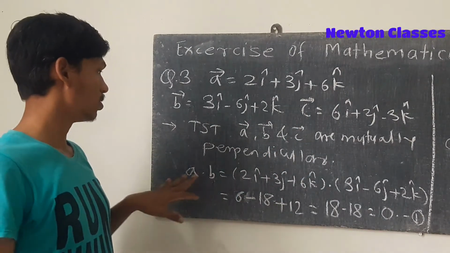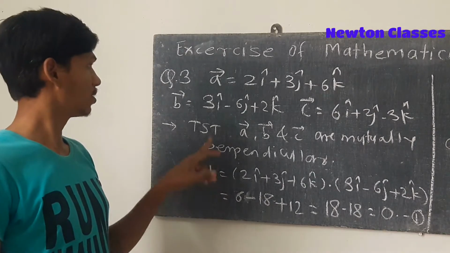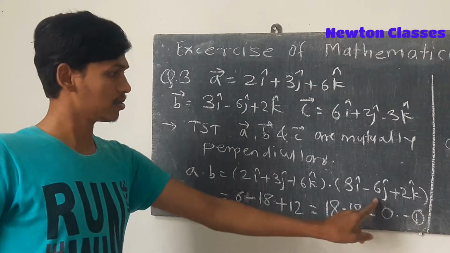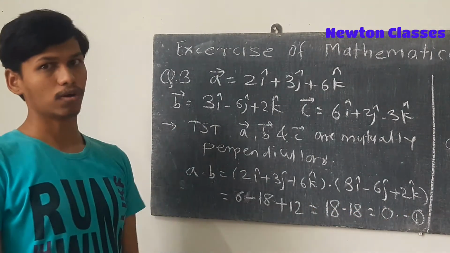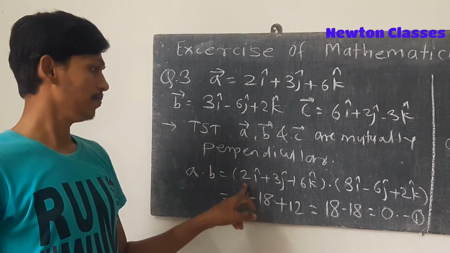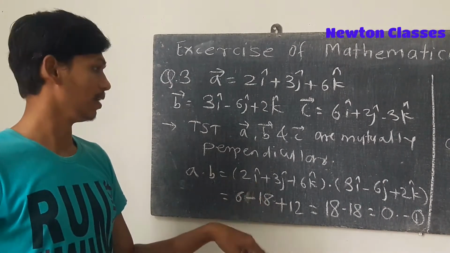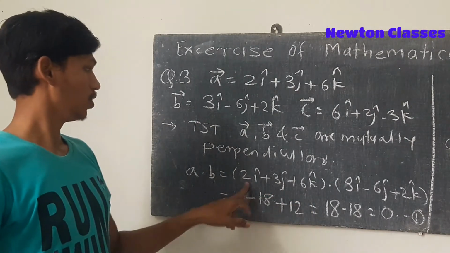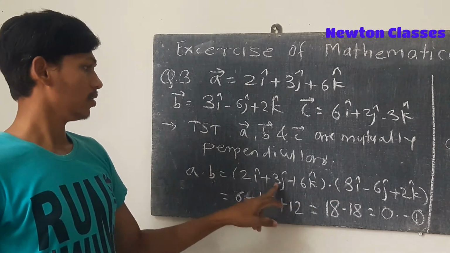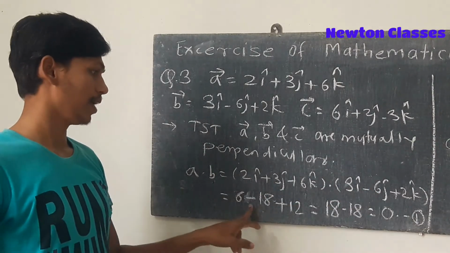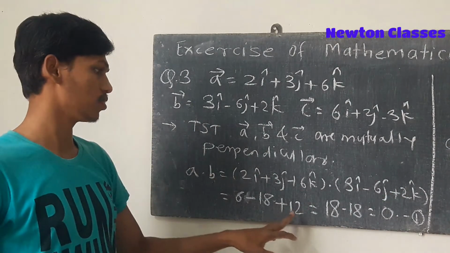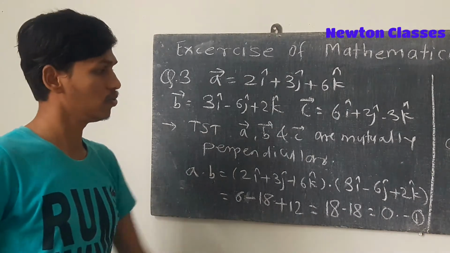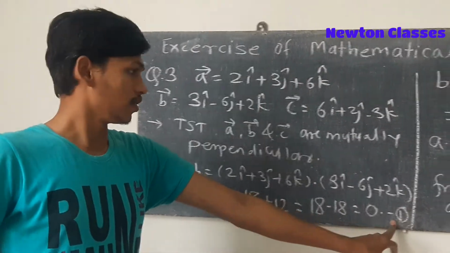First, let's consider the dot product between A and B. Vector A is 2i cap plus 3j cap plus 6k cap. Vector B is 3i cap minus 6j cap plus 2k cap. Now the dot product is obtained by multiplication of the coefficients of i, plus multiplication of the coefficients of j cap, plus multiplication of the coefficients of k cap. Here 2 into 3 is 6, then 3 into minus 6 is minus 18, and 6 into 2 is plus 12. Here 6 plus 12 is 18, 18 minus 18 is equal to 0. Call that equation number 1.